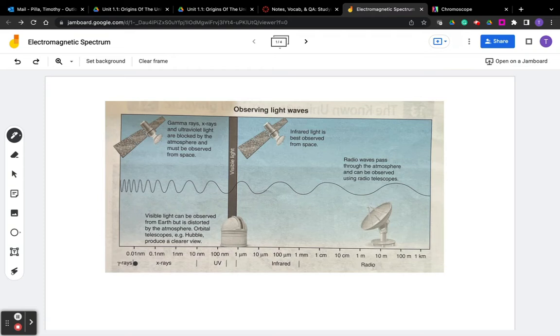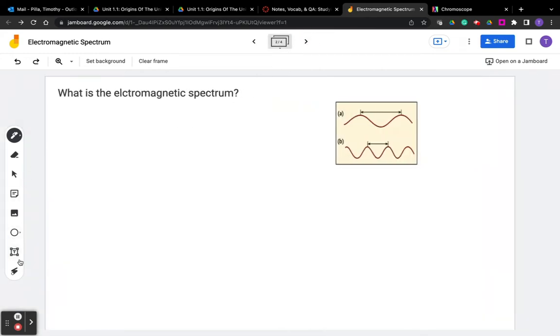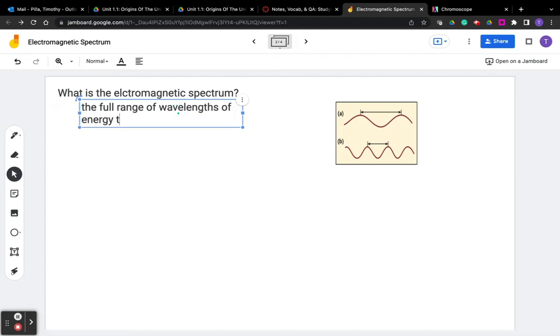What we want to realize is that when we're looking at this, we see X-rays, UV, infrared, radio, and these squiggly lines. These are waves. What you're actually seeing here is the electromagnetic spectrum. So a spectrum is like the full range of something. So when we look at the electromagnetic spectrum, what we're actually seeing is the full range of wavelengths of energy that exists in the universe.